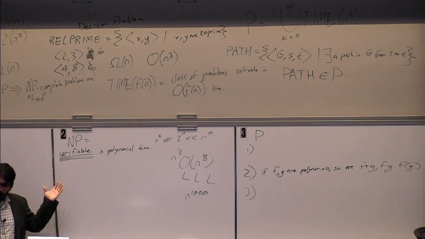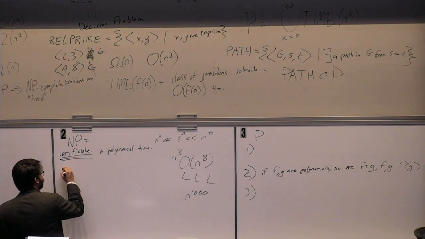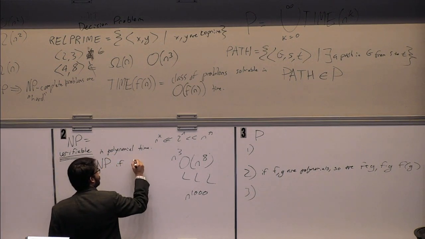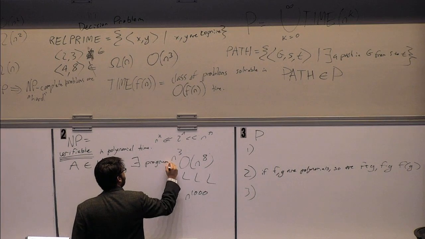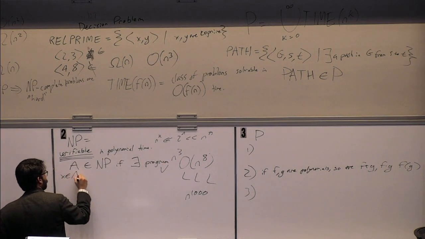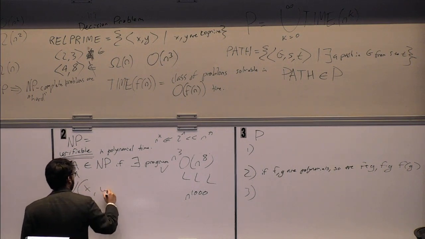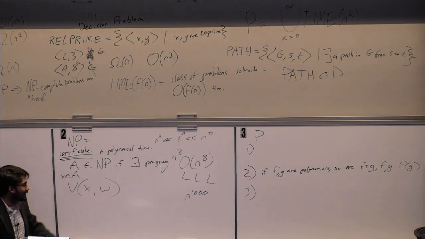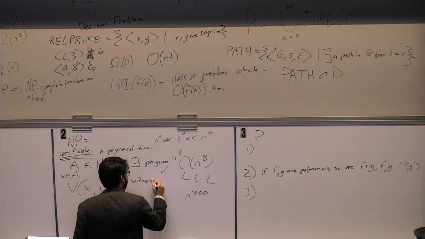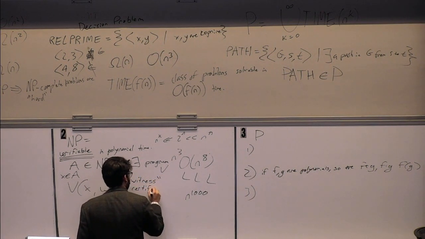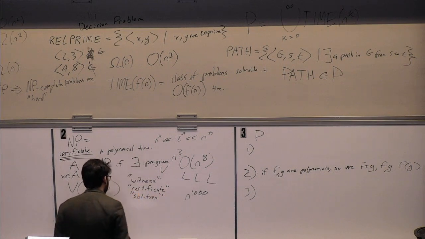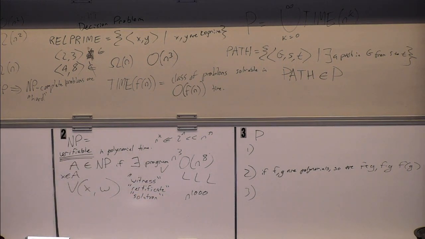By verifiable in polynomial time, we mean that, let's say A is a problem, we say A is in NP if there exists a program called V, such that for X in A, V takes as input X and what's called W, which is a witness. So X is a problem instance, V is the polynomial time verifier, W is called the witness, or the certificate, or the solution. What is a witness or certificate? This is basically the solution to the problem.